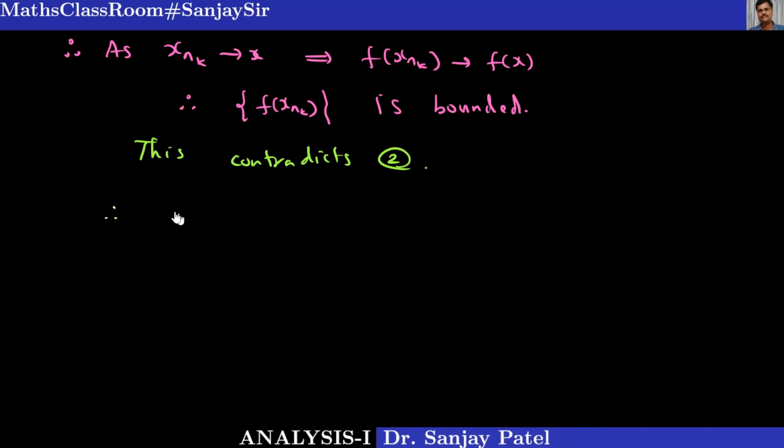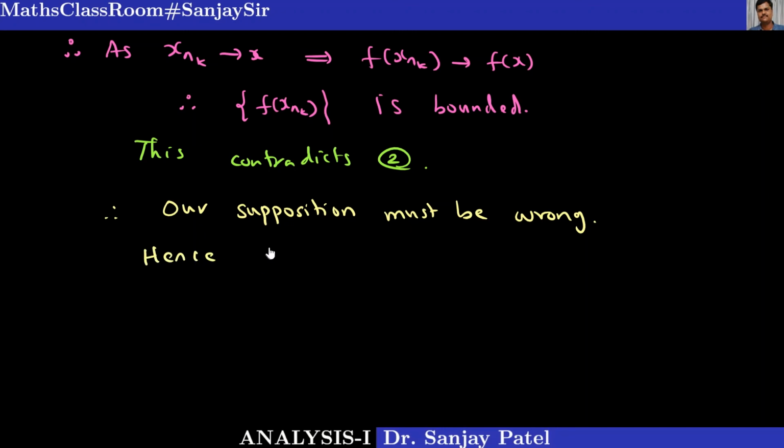Therefore our supposition must be wrong. What was our supposition? We assumed that the function is not bounded. So hence, what is proved? f must be bounded on the closed interval [a, b], which is the domain of the function. Thus, every continuous function defined on a closed interval is always bounded. That is proved. Okay, thank you.